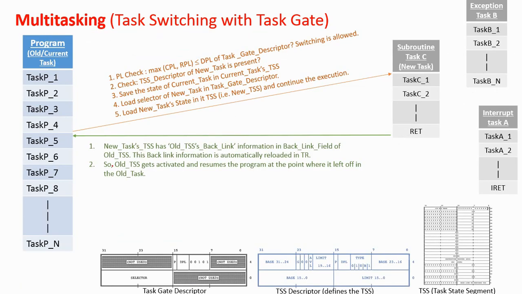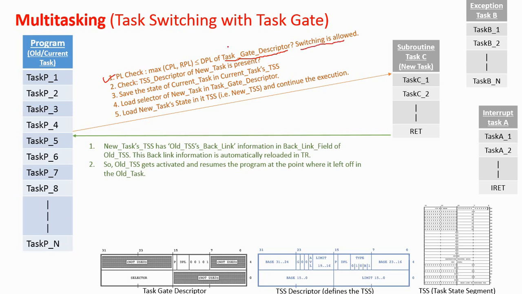Now we will see the task switching with a task gate. Firstly the privilege level will be checked, just like before. If the maximum of CPL and RPL is less than or equal to DPL, then task switching is allowed. Here you should note that it is the DPL of the task gate descriptor that is checked. Previously we used to check the DPL of the TSS descriptor. Now the task gate descriptor's DPL will be checked. If this condition matches, then the switching is allowed.